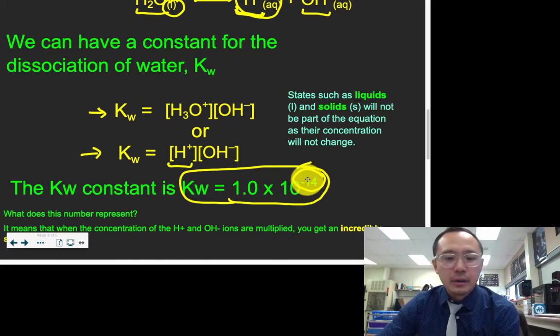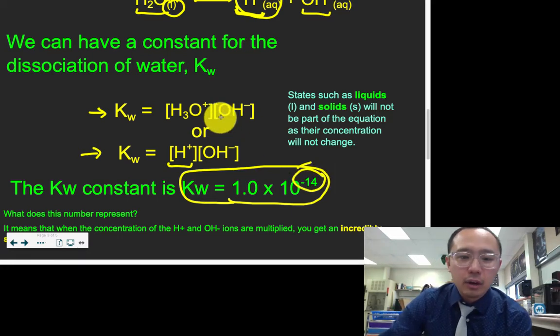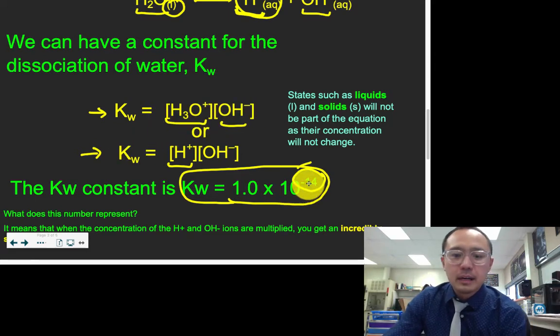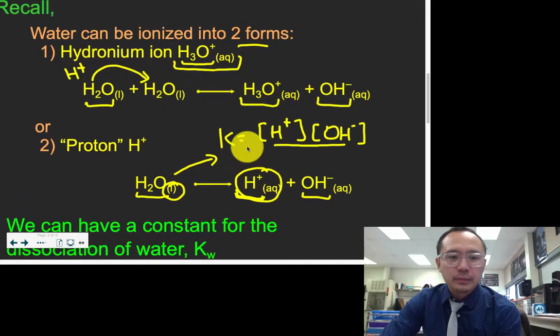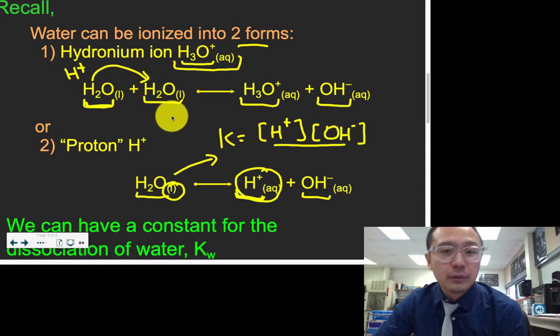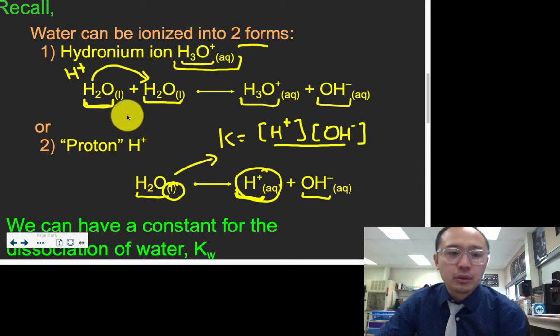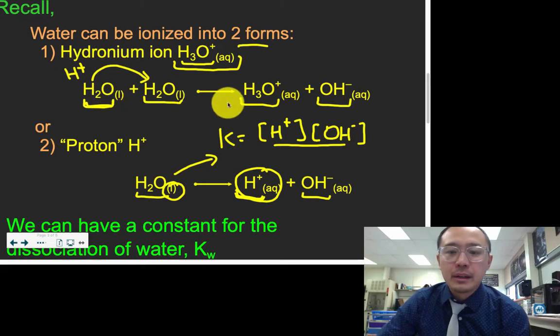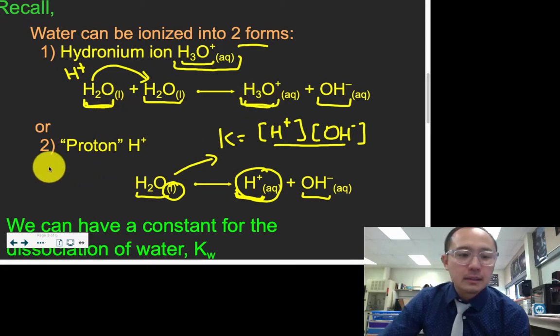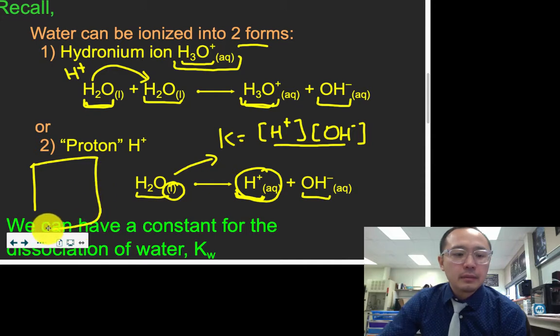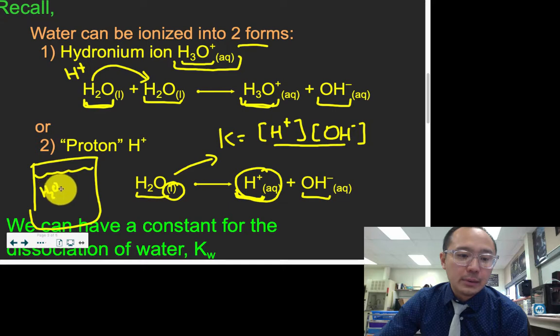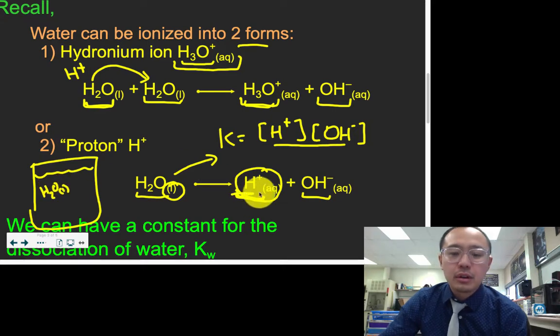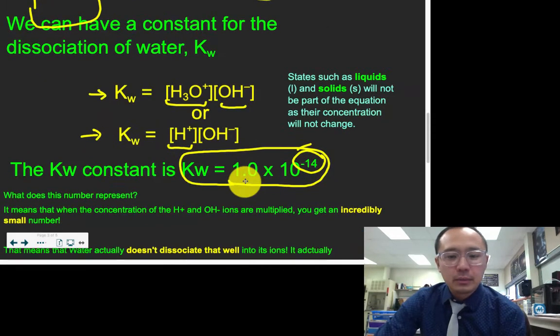So very, very small. Does that mean that you're going to have lots of products or ions dissociated? No, because of this small number. That means that when you put water into solution, the majority of the form still in your solution is H2O liquid and not the ionic form. If you have a beaker of water, you still have a lot of H2O liquid and not so much of the ions. So that's what your Kw is.